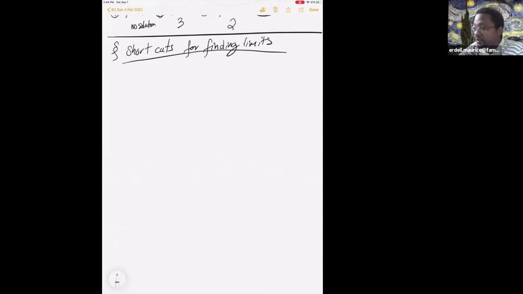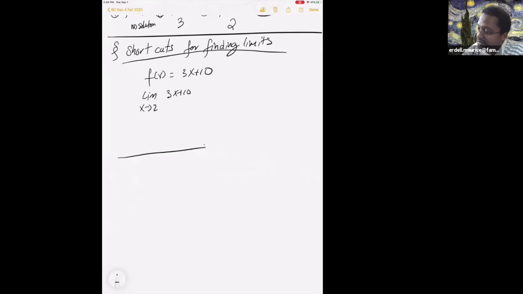Up until this point, the way we had to find the limit, if I had a function, so let's say f of x equals 3x plus 10, and I want to find the limit as x approaches 2 for my function 3x plus 10, I'd have to do this.